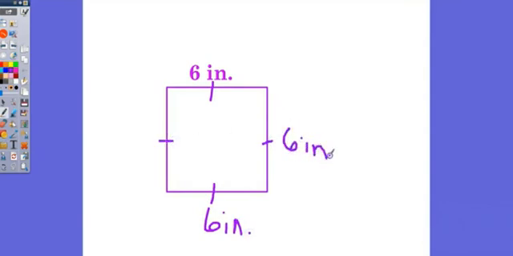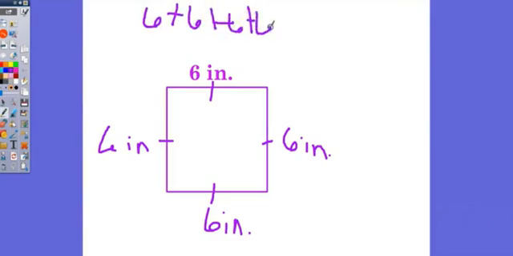And to find the perimeter, I am simply going to add all four sides together. So I would have 6 plus 6 plus 6 plus 6. And if I added 6 plus 6 plus 6 plus 6 together, I would get a perimeter of 24 inches.